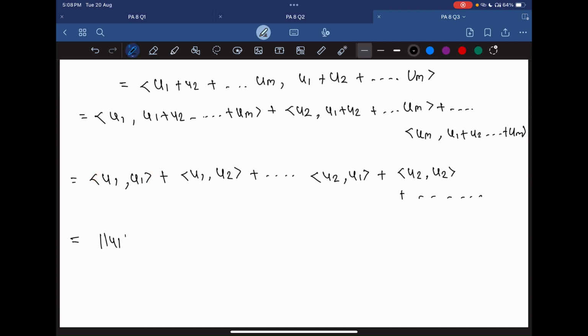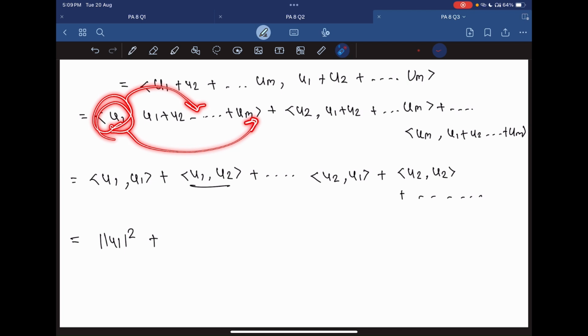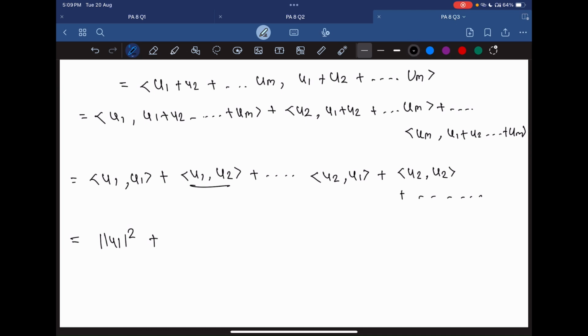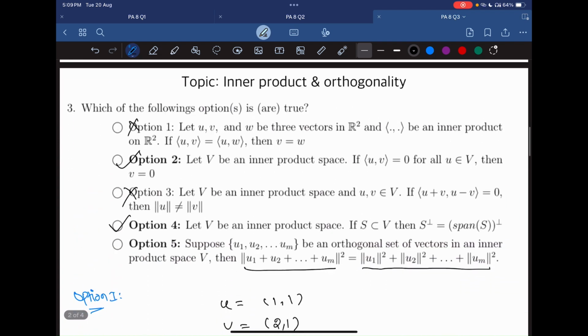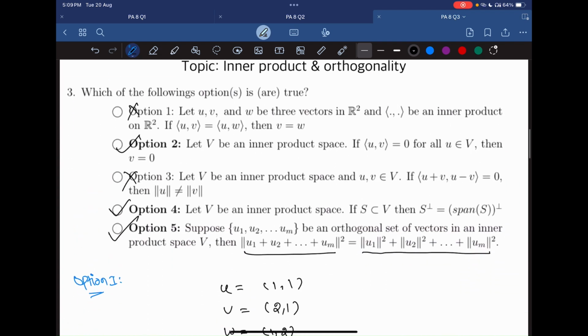So it would be norm square of u1 plus this quantity would be 0, and here everything would be 0, like the inner product of u1 with u3 would be 0. Similarly for here and similarly for all the remaining. In the end we will get the sum of the norm squares, and that is what is given in the option. Hence it is the correct answer. Thank you.